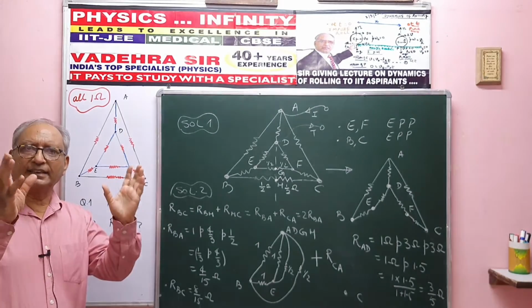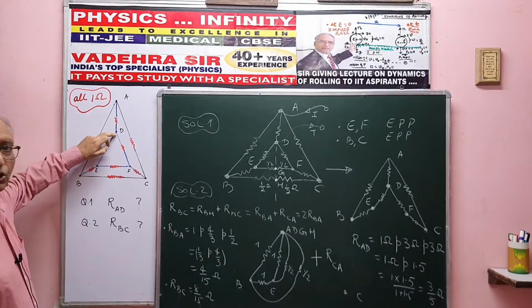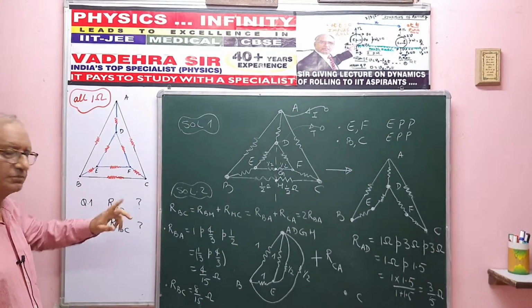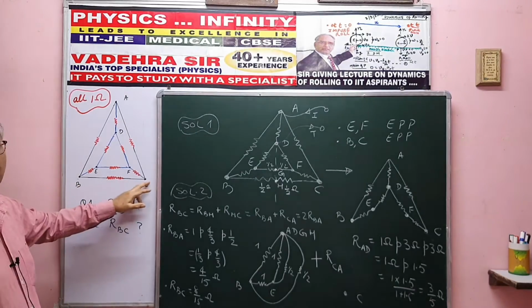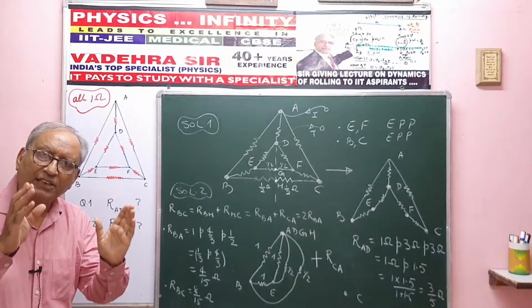We are asked to find the resistance across AD. So AD are the cell points. And another question across BC. Then BC are the cell points. I take the questions one by one.